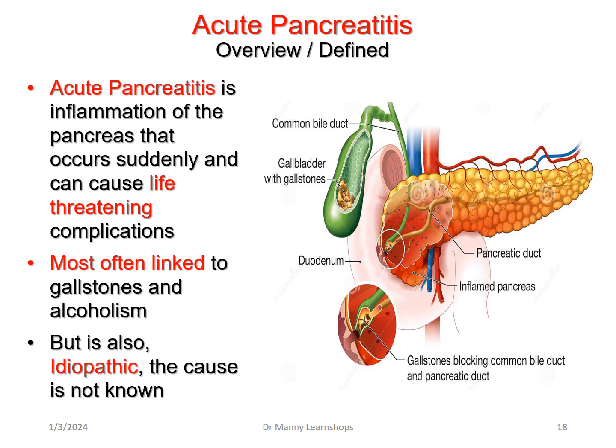Another cause of acute abdominal pain could be pancreatitis. Now, with acute pancreatitis, this occurs suddenly, and this can be life-threatening. And most commonly, it's linked to alcoholism and gallstones. But there are instances where it is also identified as idiopathic, where the cause isn't known, which could be related to possibly autoimmune disorders.